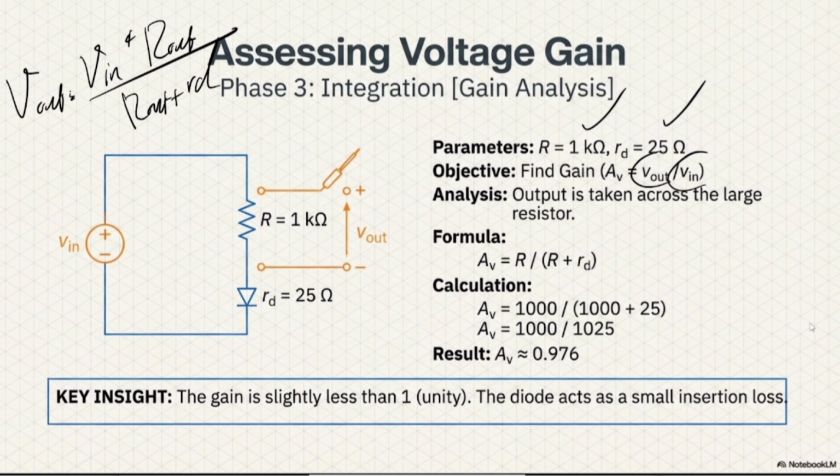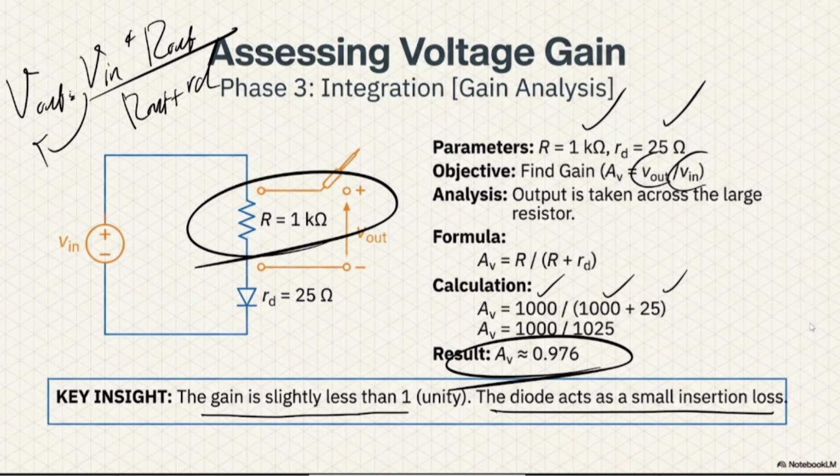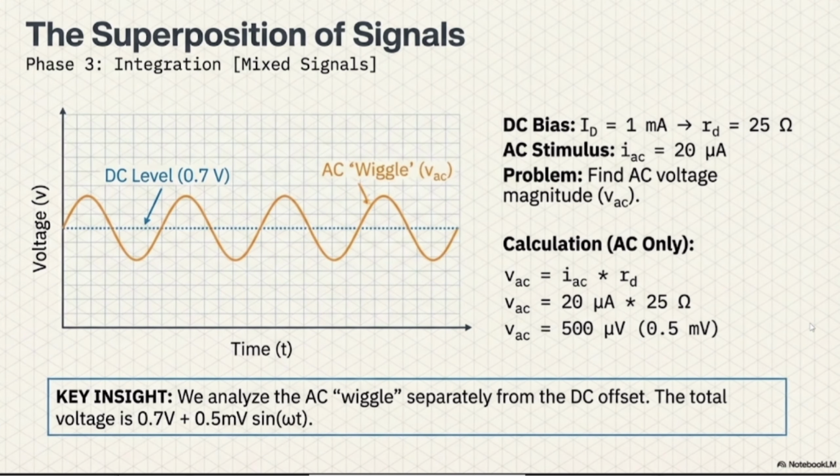We would like to find this gain related to our resistance, so we can have this formula. I can move the V in over here, and V out divided by V in is going to be that. So R is 1000, divided by 1000 plus 25. We found it, and AV is going to be 0.976. What does it say? It means that the gain is slightly less than 1, and the diode acts as a very, very small insertion loss. So we don't have to worry that much if we are dealing with a high resistance.